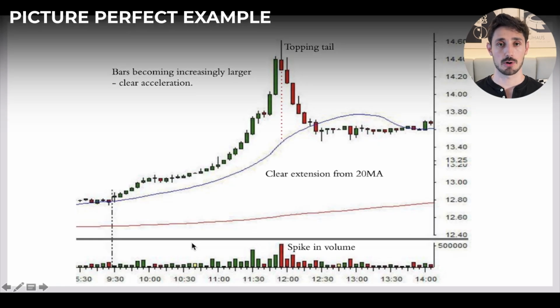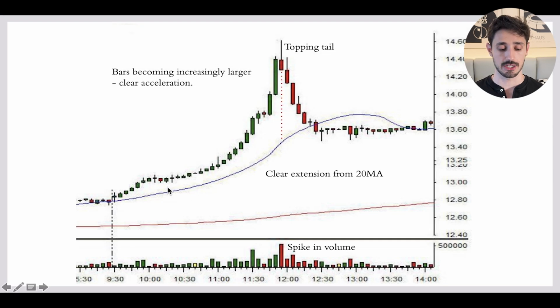Let's look at a picture perfect example here. So what are we looking for? We're looking for, one, acceleration. Do you see how the bars are starting off small?